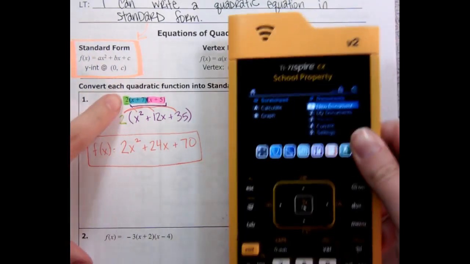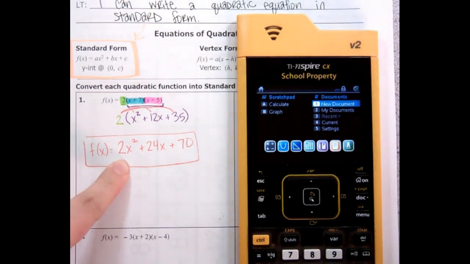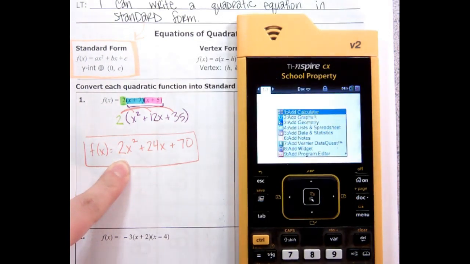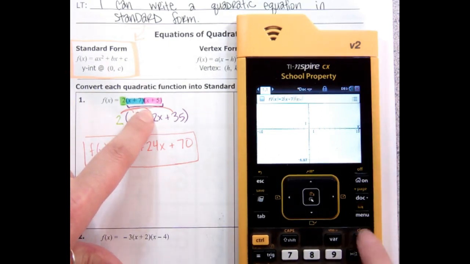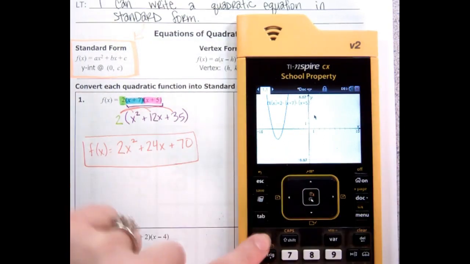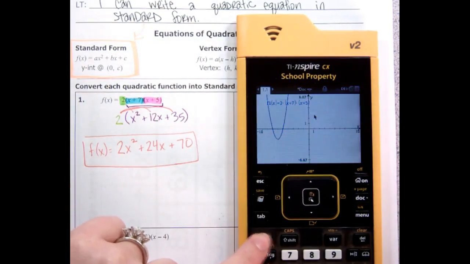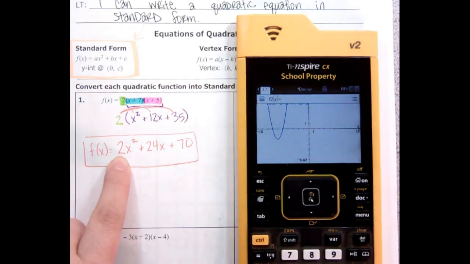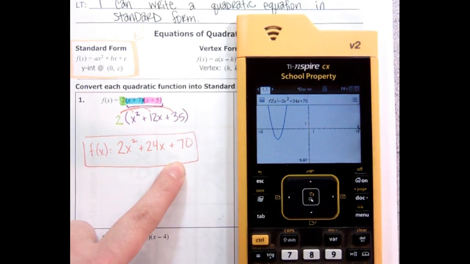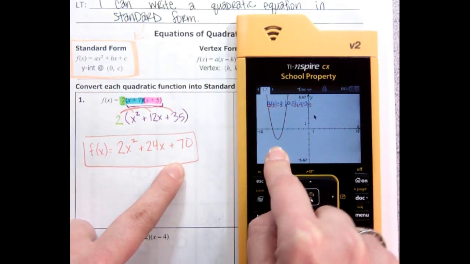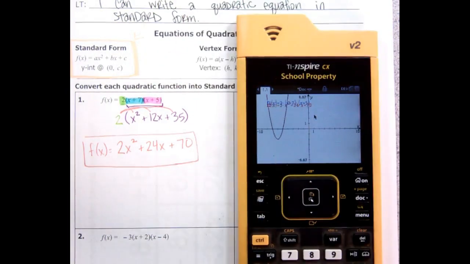So if you want to check these answers, you can take this and graph it. You can see if it matches the graph of this one. So new document, add a graph. I'm going to graph this one first. You have to include all the parentheses, so x plus 7, x, not w, plus 5. Okay, so I see that graph there. Okay, I'm going to hit tab. I'm going to graph the second one. 2x squared plus 24x plus 70. Lines up perfectly. That's what you want. You want them to line up perfectly. So you can check all of these answers.